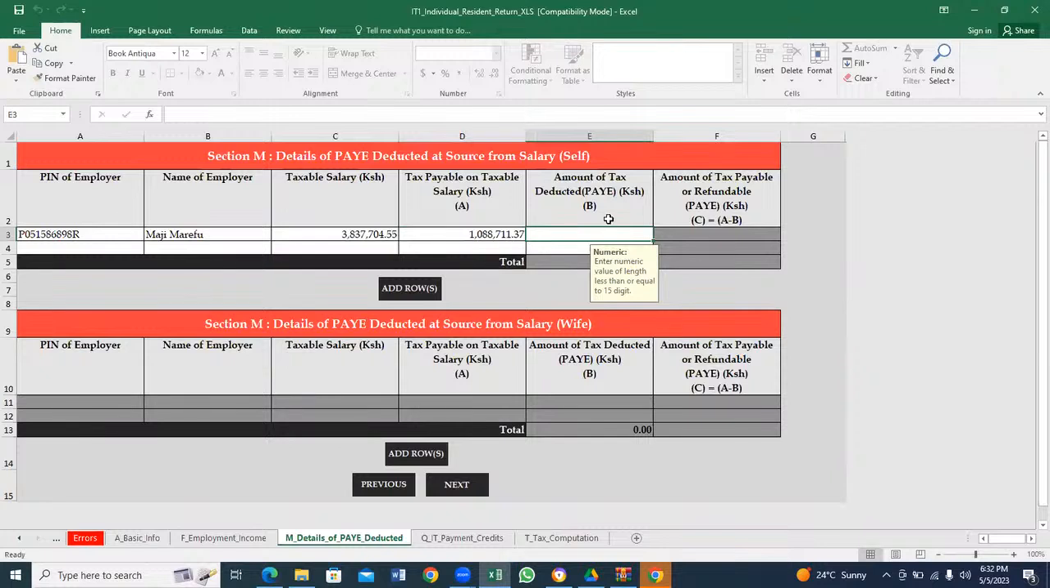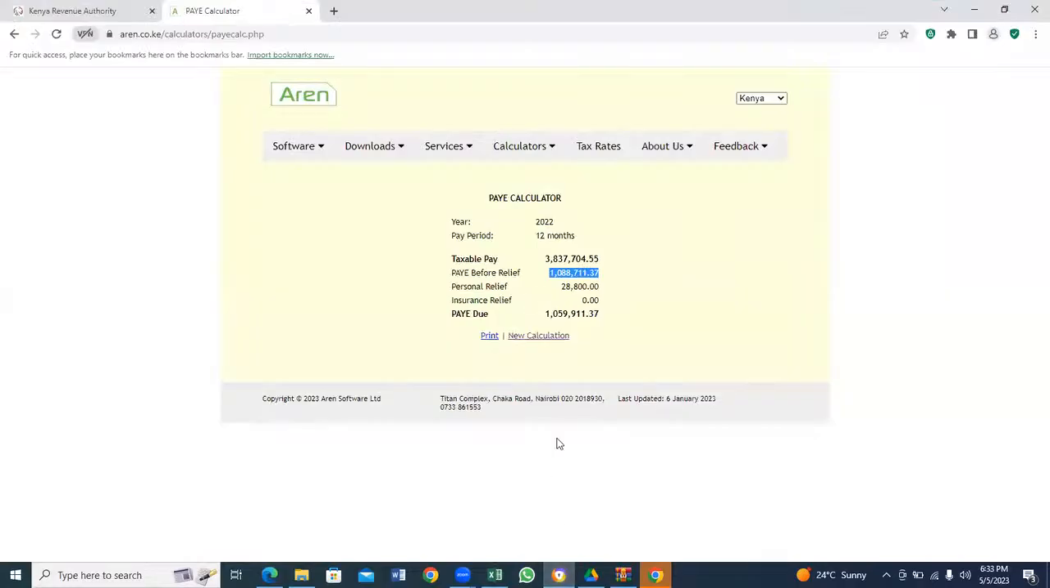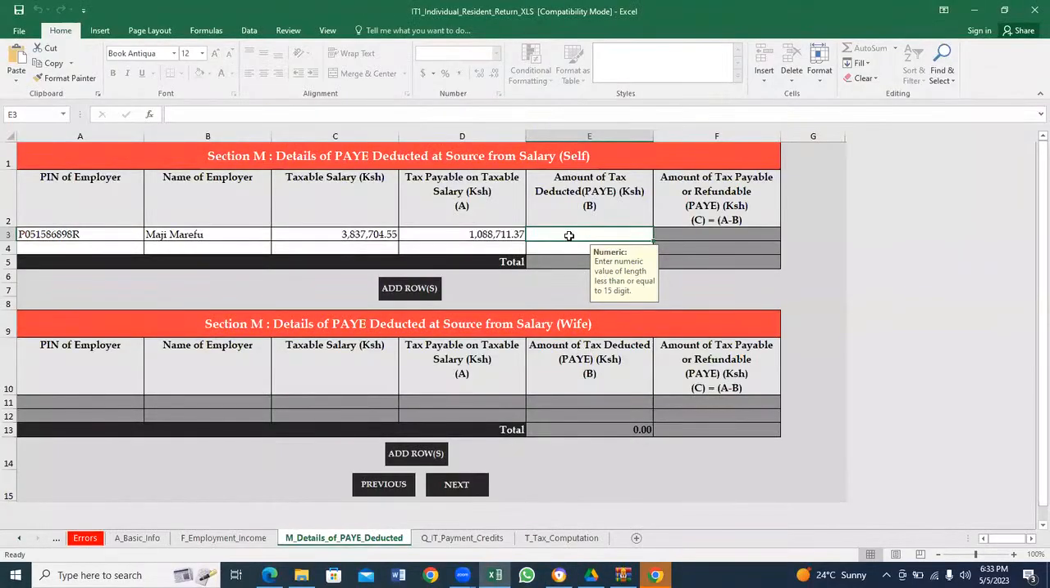Then PAYE, the amount of pay deducted, is also given here. That is now after relief. This is the amount of pay that would have been deducted from Janet Mungai's salary. So the total pay that would have been deducted, that is now the net pay, could have been this amount. So that you can see at the end of the day, this one auto-calculates itself.